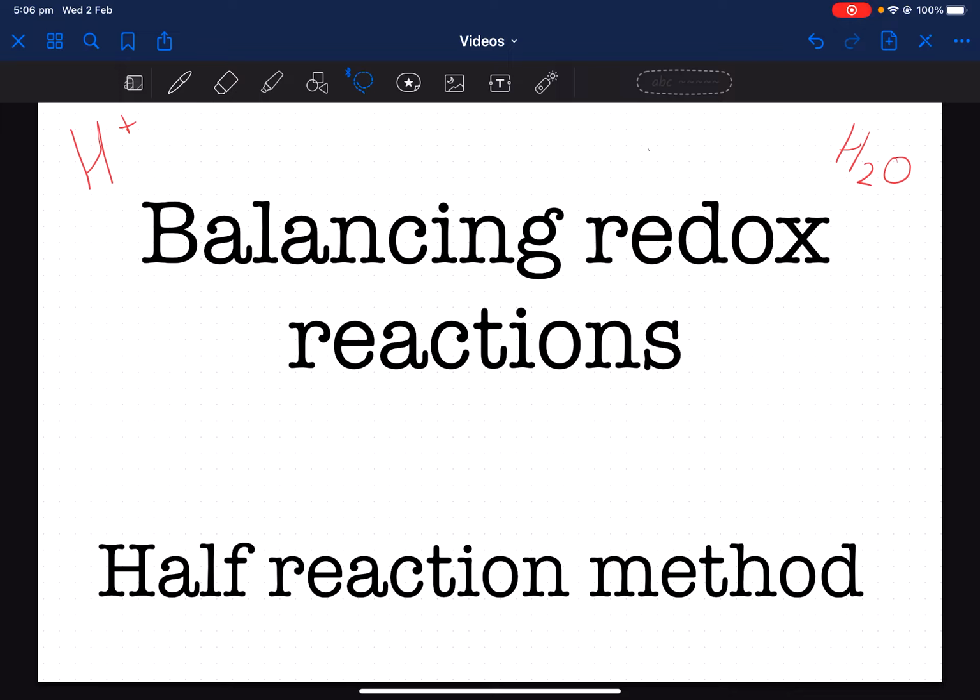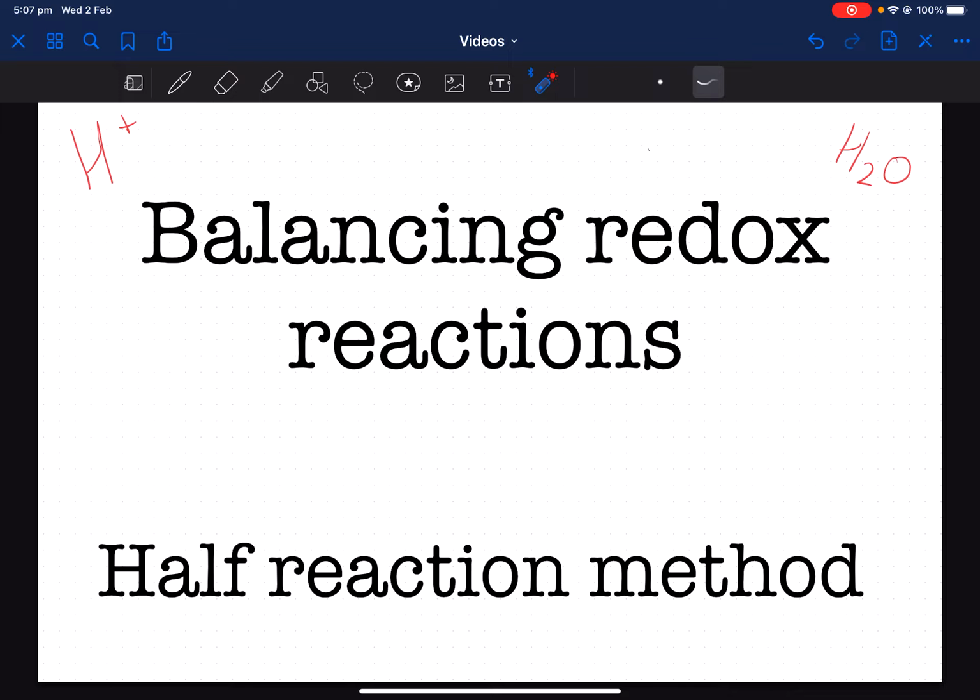So today we're going to be talking about how do we actually balance a redox reaction, specifically using the half reaction method. Now, this is the one that's specified in the QCAA syllabus, and we are only going to be talking about how to do this in an acidic solution because that has also been specified that you do not need to be able to do this for a basic solution.